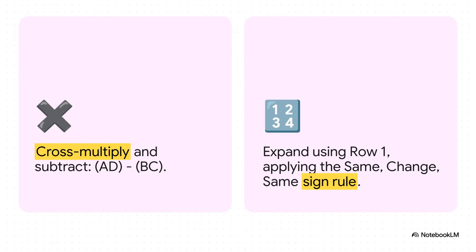Okay, so for a 2x2 matrix, it's honestly just a super quick cross-multiplication. You multiply the top left by the bottom right, and then subtract the product of the other two corners. Simple, right? But for a 3x3, it's slightly more complex. To keep it absolutely foolproof, we usually expand using row 1. You take that first element, hide its row and column, and solve the remaining 2x2. The golden rule you gotta remember here is the sign pattern for the row 1 elements. Same, change, same. You keep the sign of the first element, flip the sign of the middle one, and keep the sign of the third.